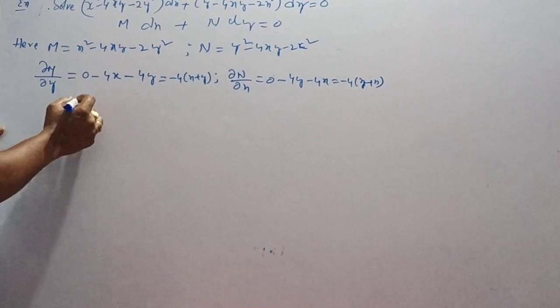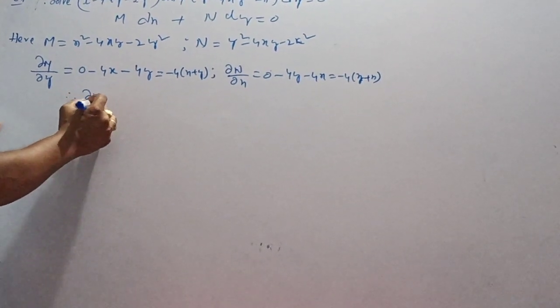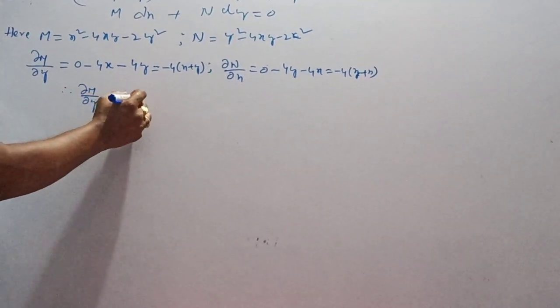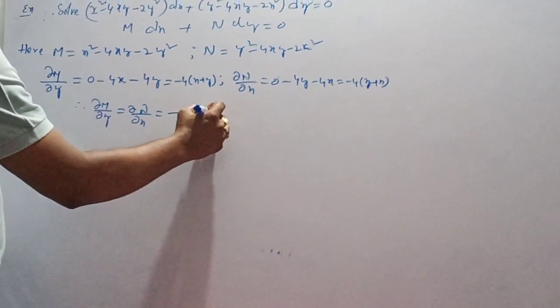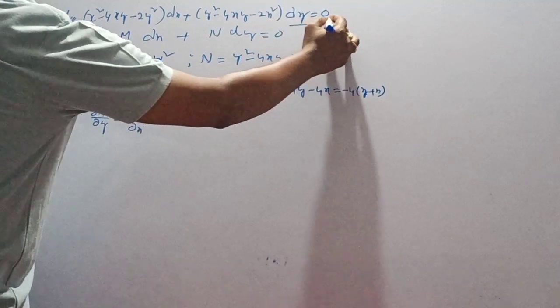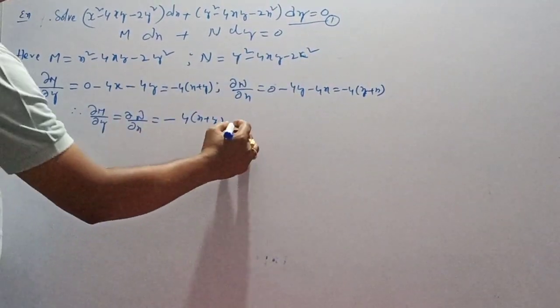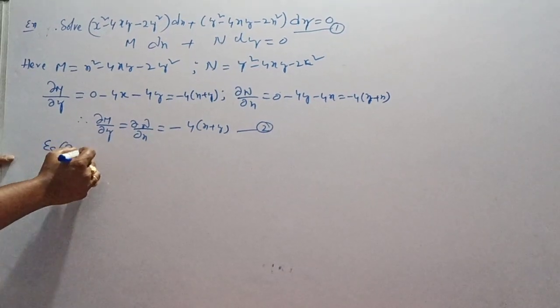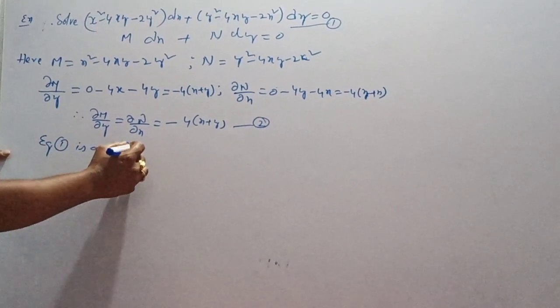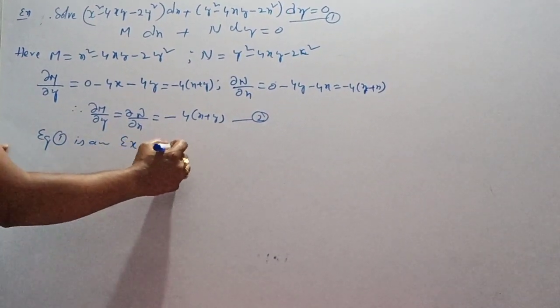Both are the same. Therefore, ∂M/∂y equals ∂N/∂x equals -4(x + y). So equation 1 is an exact differential equation. Very clear. Equation 1 is an exact differential equation.